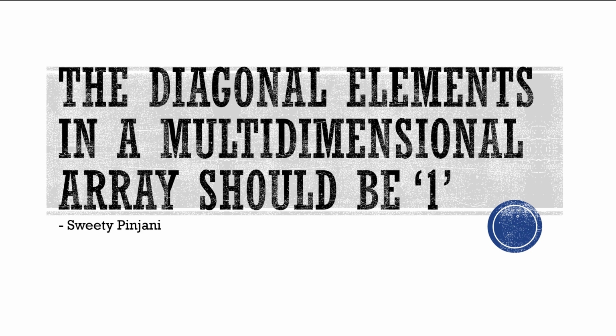We are going to practice a lot of SystemVerilog coding problems, very interesting ones, in this series. This is the SystemVerilog coding series. And today we are going to see a very interesting code. The problem statement is: you will have a multi-dimensional array and you need to ensure that the diagonal elements of this array should be 1. This is our problem statement.